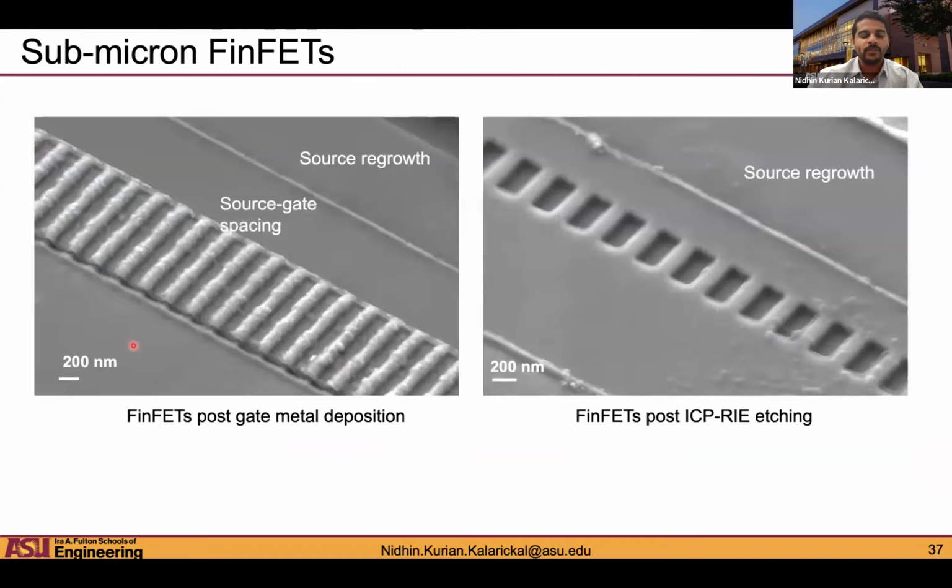Okay. So these are SEM images of the fins. The figure on the right is the fins after the etching process and removal of the mask. And the image on the left is the fins after the nickel gate has been deposited. So this is the gate, this is the source gate, and this is the regrowth that we've done.